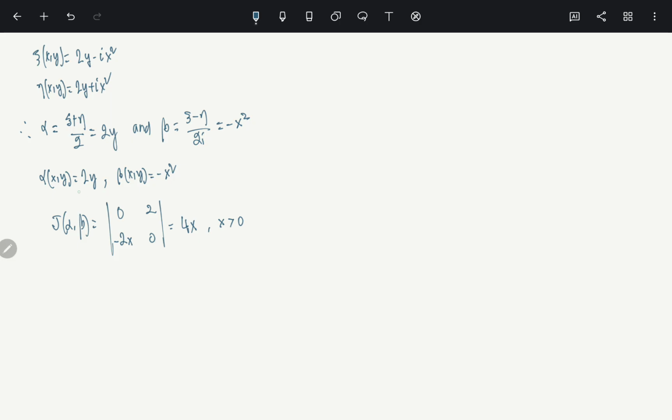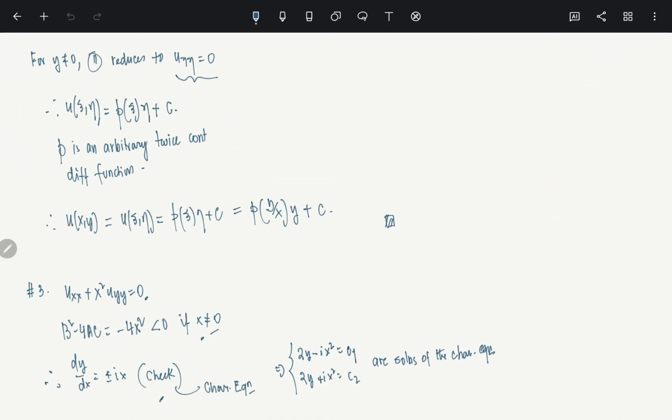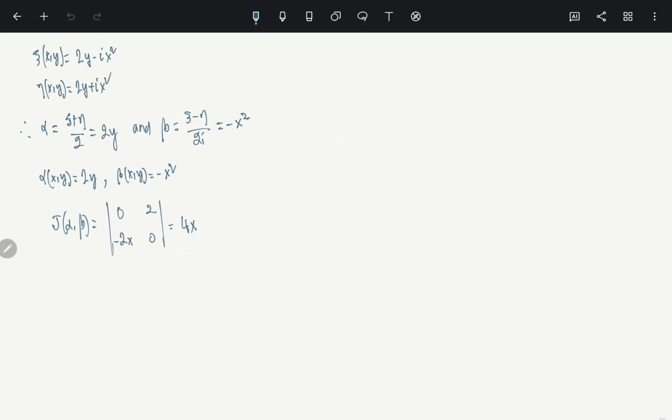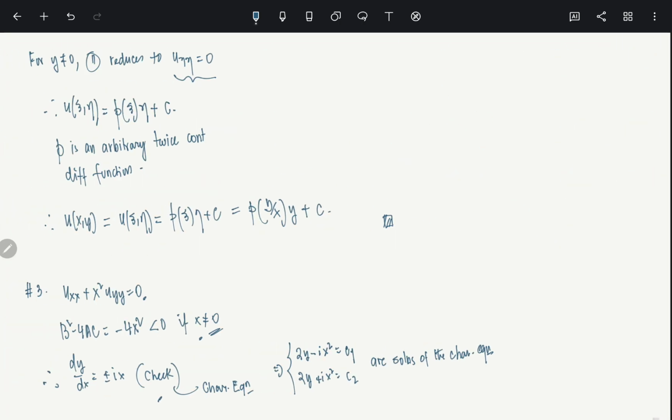So in the region where x is positive, this change of variable will work, okay. I hope my calculation is correct. One second, let me look at it. So it is alpha x, alpha y, beta x, beta y. That's the calculation, and alpha x is 0, alpha y is 2, beta x is minus 2x, and beta y is going to be 0. So calculating it, it becomes 4x. Sorry, I made a mistake. Okay, it is 4x. Now you see, x is given to be not 0, right? This is from the initial condition itself. So this is not 0.